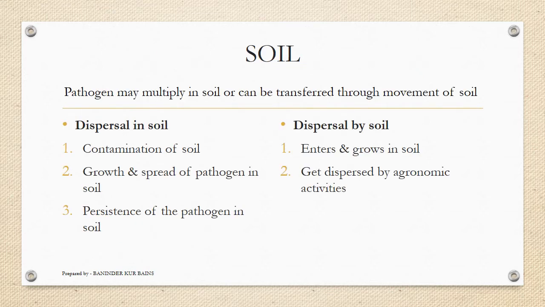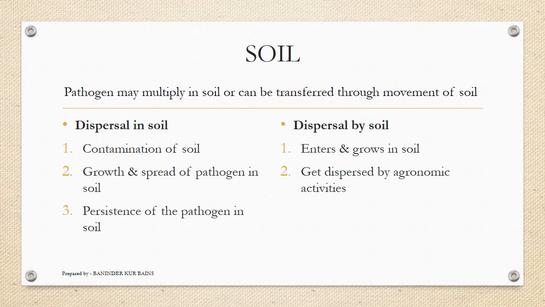So first of all, soil. Pathogen may multiply in soil or can be transferred through the movement of soil. For example, if a pathogen persists in the soil, it is in the form of resting spores, or it also multiplies in the soil, and then it gets transferred to the other plants, from the diseased plants to the healthy plants, or from the soil to the plants through agronomic practices or by any other means, like when irrigation is being carried out, or any other practices which involve the movement of the soil.